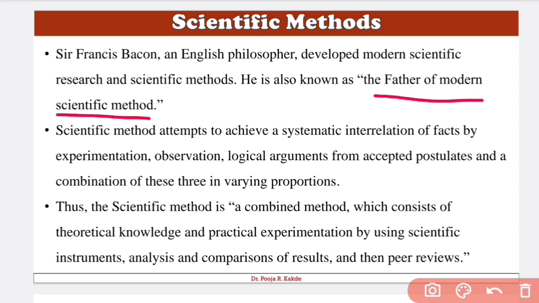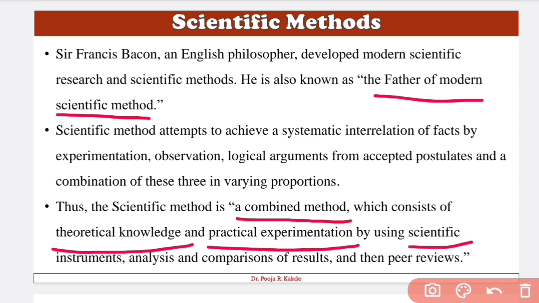What is scientific method? So scientific method is a combined method. It is a combination of theoretical knowledge of a particular topic as well as performing experimentation. So theoretical knowledge plus practical experimentation. Now that practical experimentation is done using some kind of scientific instruments, then analyzing the results, comparing results, and then peer reviews. So scientific method is basically a process of objectively establishing facts through testing and experimentation.